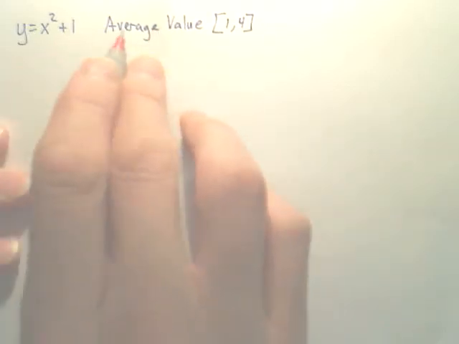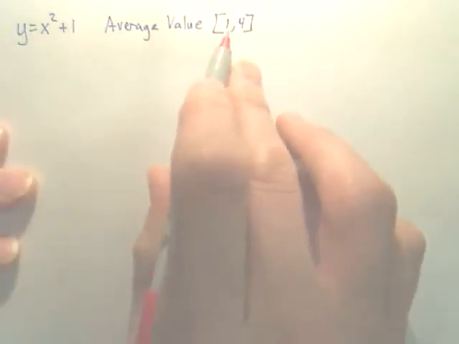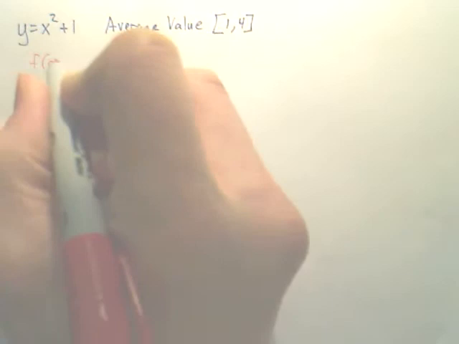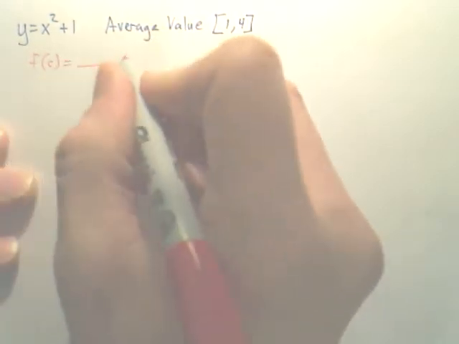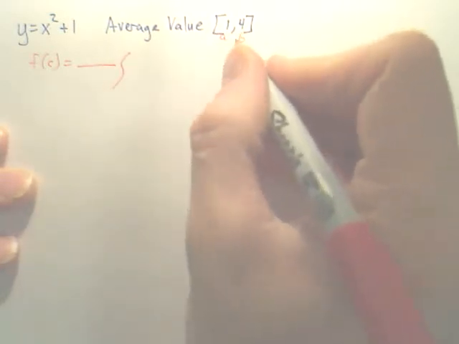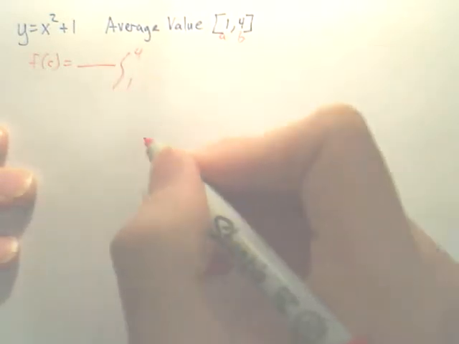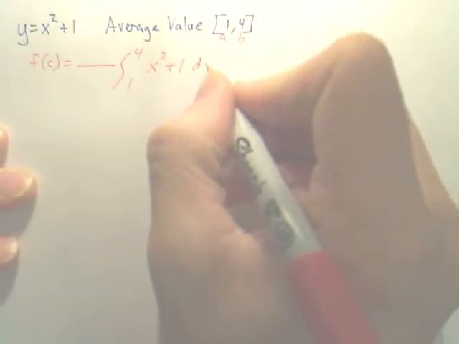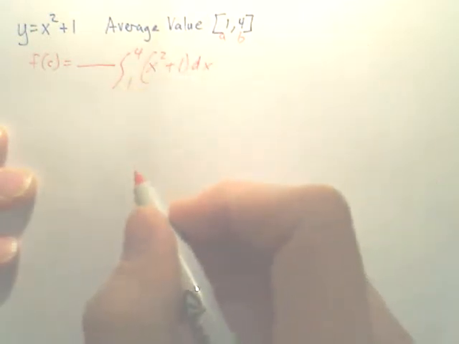To find the average value, you first need to look at the interval. The average value is f of c. We're trying to find some value where you take the integral of this interval. This is a, this is b, so from 1 to 4. Your equation is x squared plus 1, and since those are x's, it's dx.